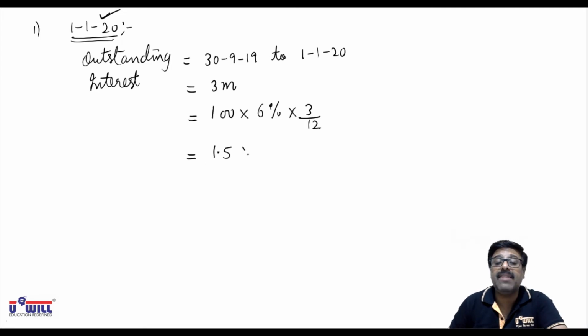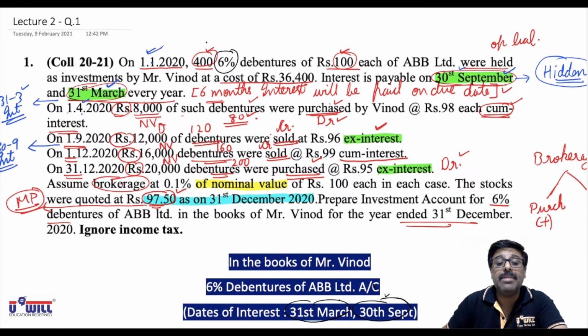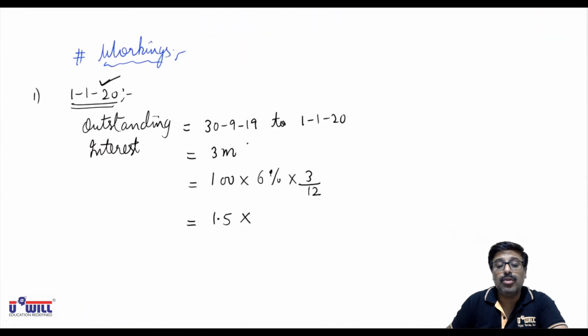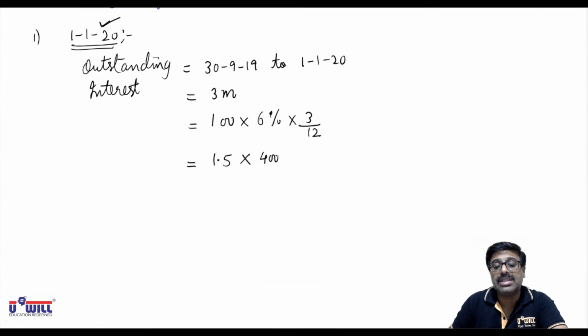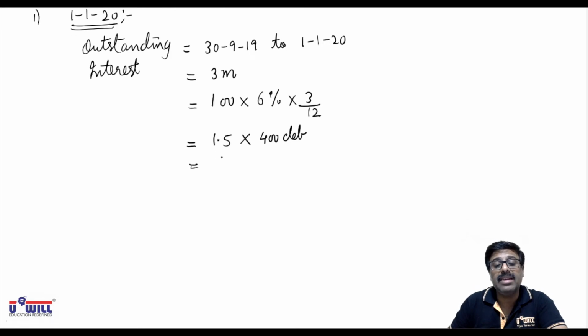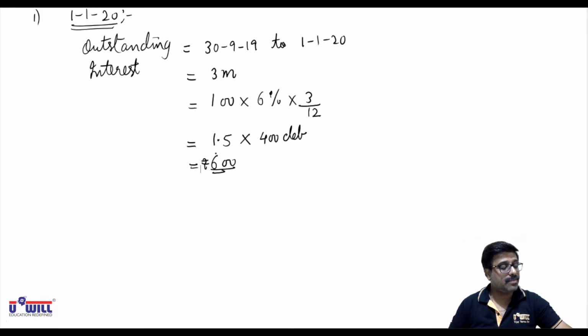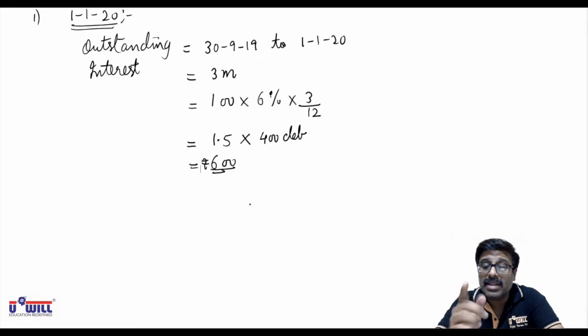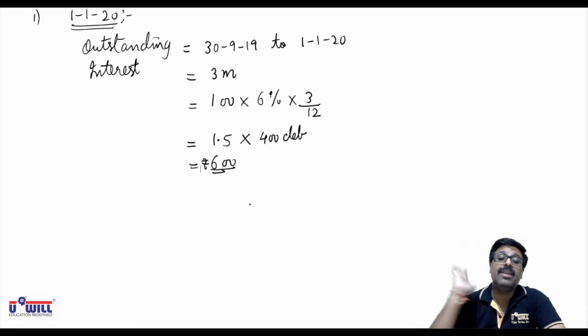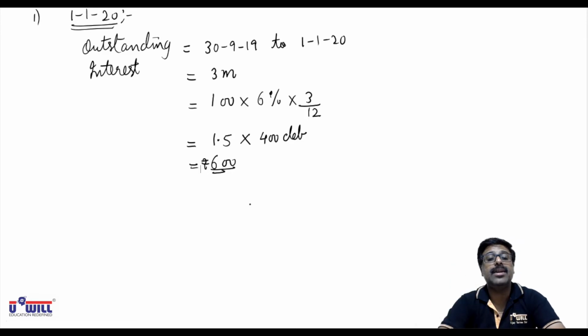Now you multiply it with number of debentures. How many debentures are there in the opening balance? 400 debentures are there in the opening balance. So 400 into 1.5, 600 rupees can I say is outstanding interest. Okay. Every working will be done with the same pattern so that you don't get confused. I repeat, each and every working I will be doing in the same pattern so that you don't get confused.